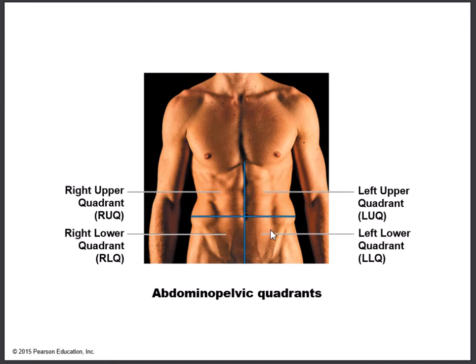That would be the left lower quadrant. Okay, so if you go around counterclockwise: left upper quadrant, right upper quadrant, right lower quadrant, left lower quadrant. All right, so this is a nice, easy system.